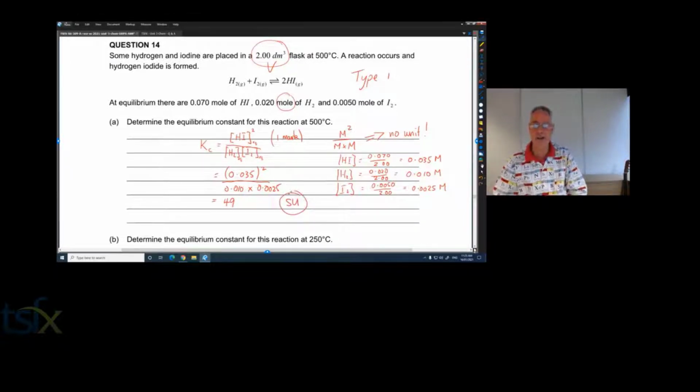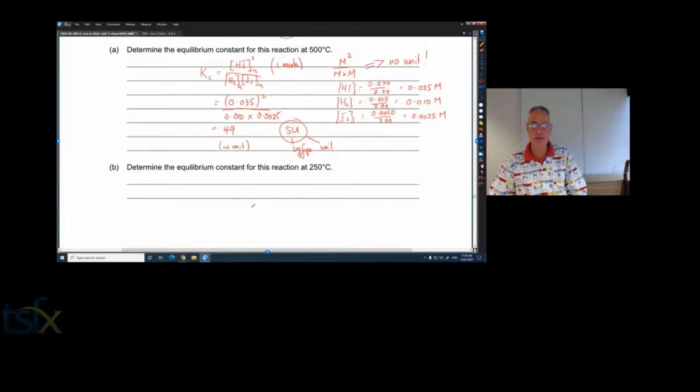You've just done a calculation. Please remind yourself, every time you do a calculation, you check sig figs and you check unit. In this case, there is no unit. The answer is just 49. So nobody's going to be checking units there unless you've got a wrong unit.